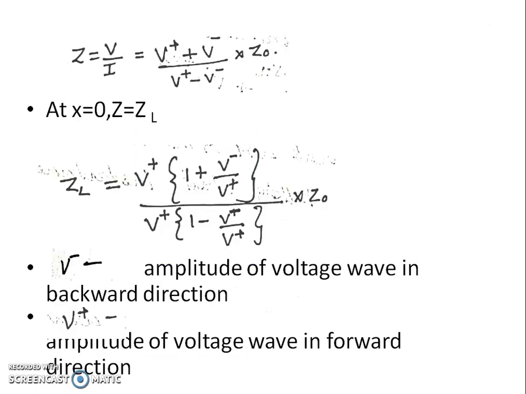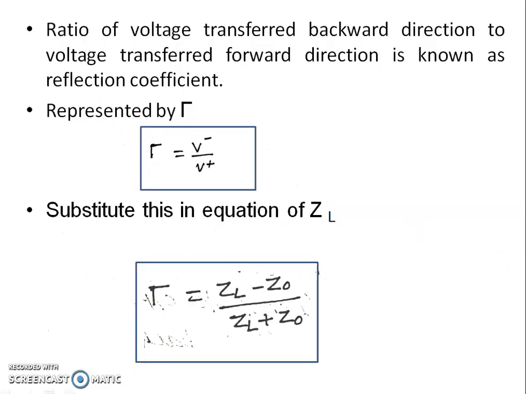So from this equation we find a value, that is V minus divided by V plus. We have to find out what that is. We know the voltage travels like a wave, and that wave consists of two parts: V minus and V plus. The amplitude of the wave which travels in the backward direction is taken as V minus, and the amplitude of the wave which travels in the forward direction is taken as V plus.